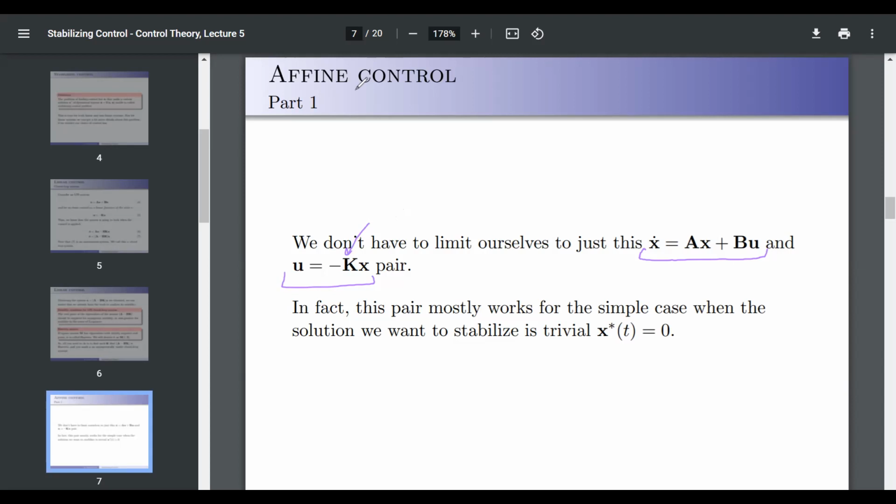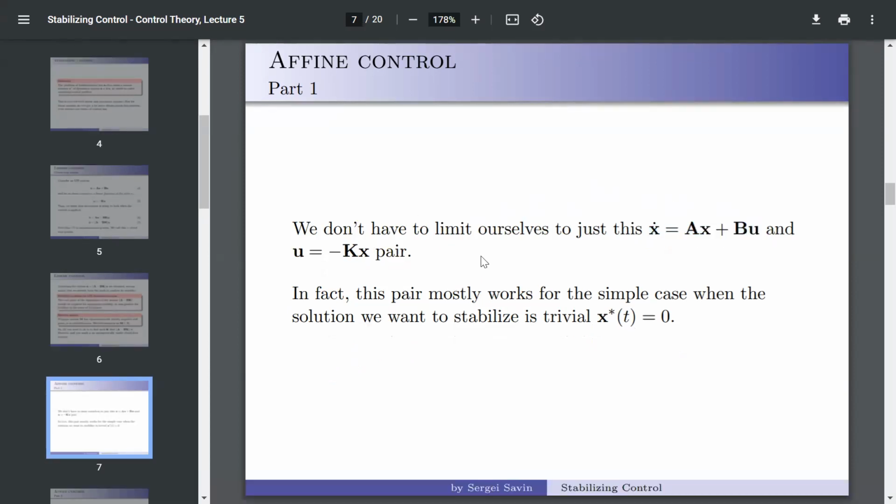So in practice, sometimes it is more complicated than that. In fact, this simple case is mostly for this trivial solution. If A minus BK is Hurwitz, so if it is stable, it means that every solution converges to 0, right? For this system, that is what it implies. So the only solution that we can stabilize is the 0 solution. Okay, just to be clear, with this simple control, this simple system, all we achieve is this solution.